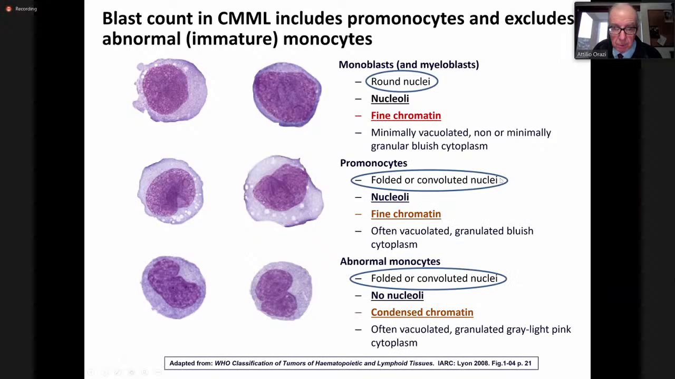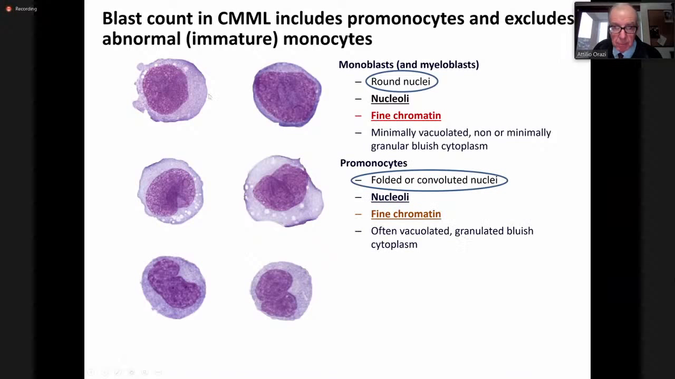Now, promonocyte. This is a round blast. Promonocytes become folded. You see the fold. Folded. This is very typical. When you see something like this, very typical. Folded, sometimes convoluted, nucleoli, same thing, fine chromatin. These are all blasts. Blast equivalent, blast.